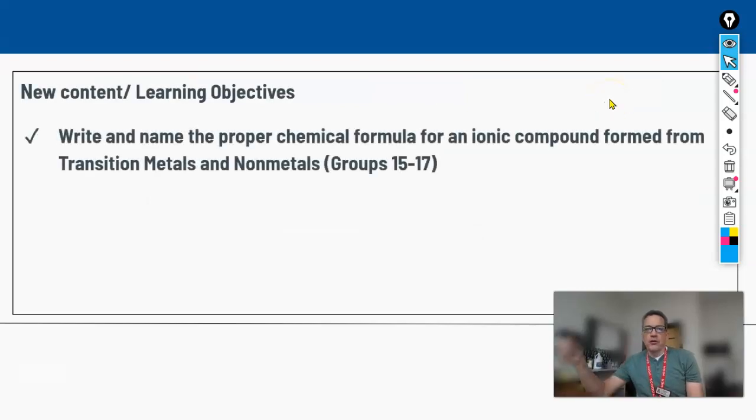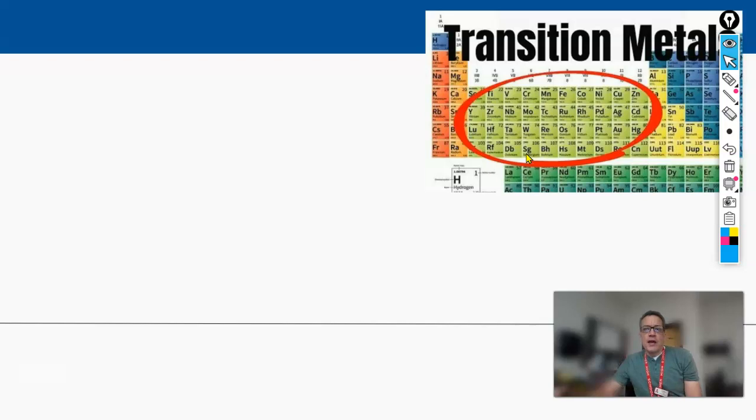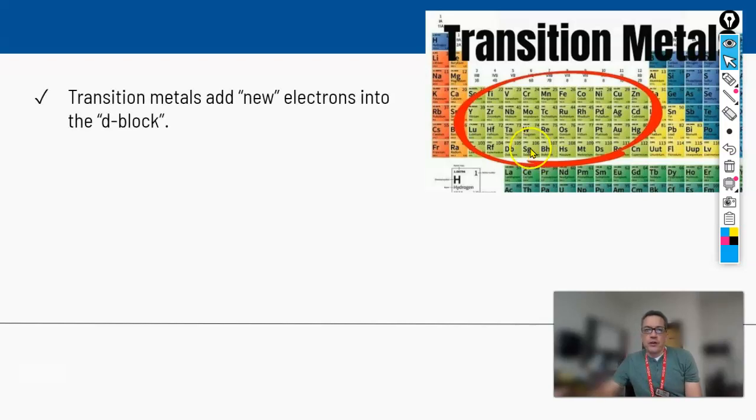So the learning objectives are the same as they were before for our last one. We're still writing ionic compounds, but this time we're specifically doing transition metals instead of just looking at groups 1 and 2 in terms of our metals. So the transition metals, our main vocabulary. And our transition metals, again, are those that make up the largest part of the periodic table across the middle.